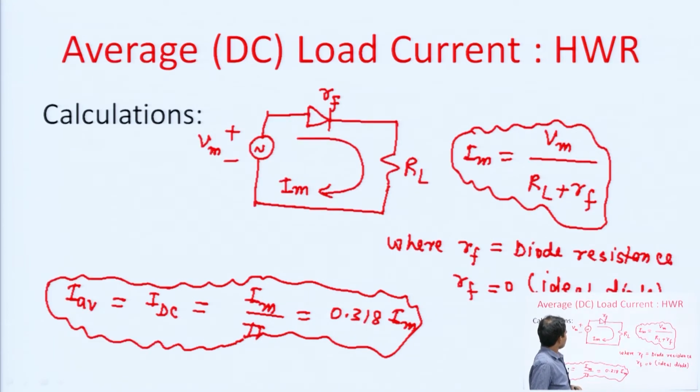Now, average or DC load current of half wave rectifier. To get the value of DC load current, we need to find the peak current of the load. Peak current is defined as Vm upon RL plus Rf. This is the maximum current, where RL is the load resistance and Rf is the forward resistance of the diode if the diode is practical, and if the diode is ideal, then Rf becomes 0.